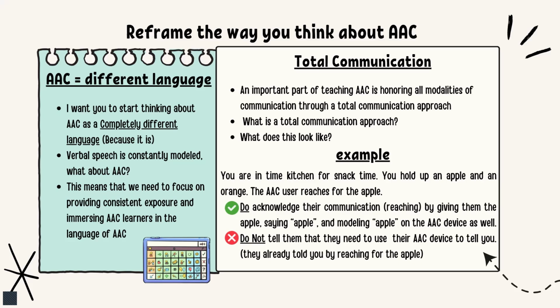For example, you are in the kitchen for snack time. You hold an apple and an orange. They reach for the apple. What you should do: acknowledge their communication, reaching, by giving them the apple, saying apple, and modeling apple on the AAC device as well. What you should not do: do not tell them that they need to use the AAC device to tell you. They already told you by reaching for the apple.